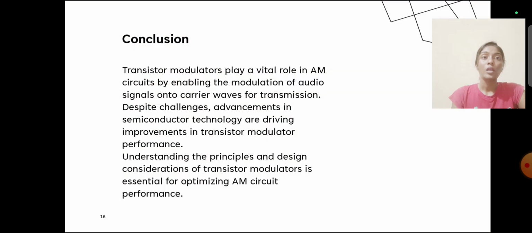Conclusion. Transistor modulators play a vital role in amplitude modulation circuits by enabling the modulation of audio signals onto the carrier wave for transmission. Despite challenges, advancements in semiconductor technology are driving improvements in transistor modulator performance. Understanding the principles and design considerations of transistor modulators is essential for optimizing amplitude modulation circuit performance.